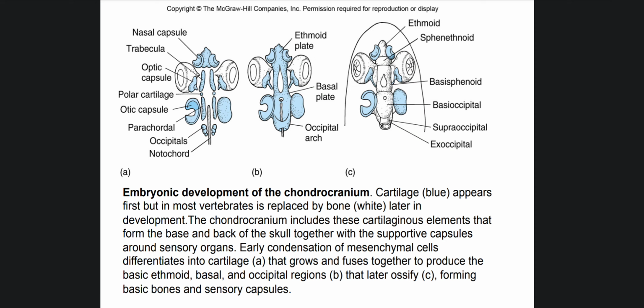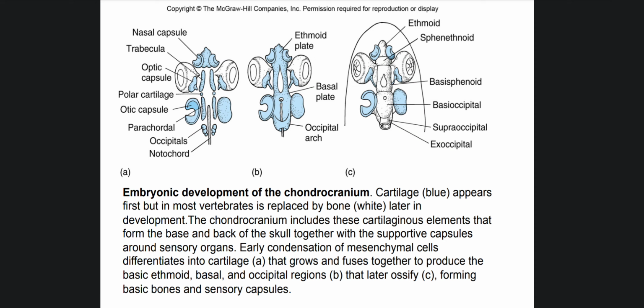The first one shown is the nasal capsule, then trabecula, then polar cartilage, then otic capsule, that is related with the ear, paracaudal region, present in the nasal area, and occipital region, present on the back side, where you can also see in grey color the notochord present. So this diagram is showing the developmental phases of chondrocranium.